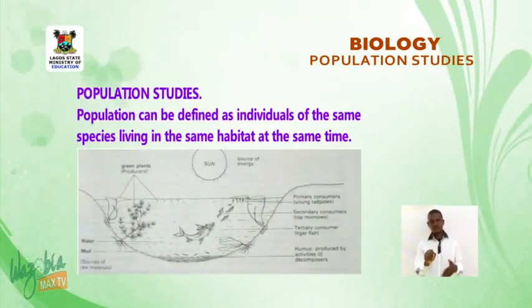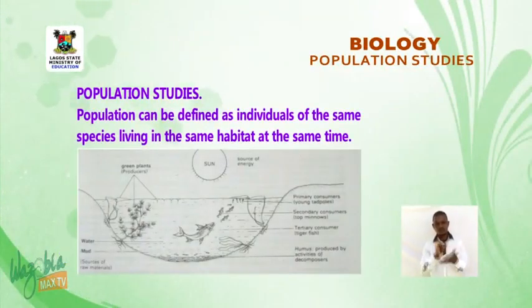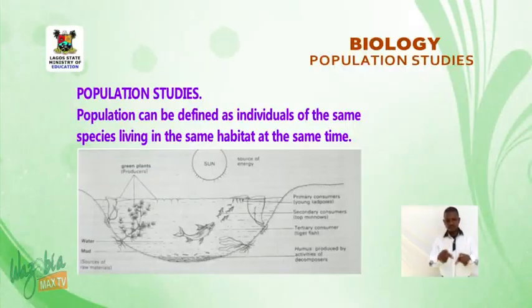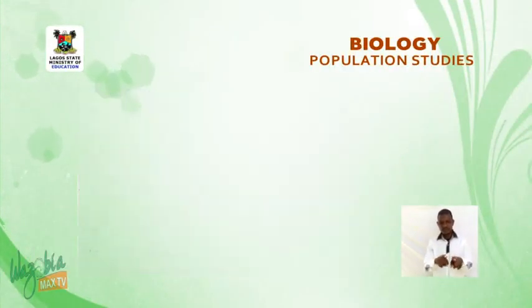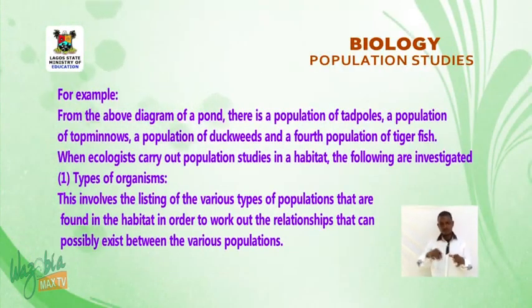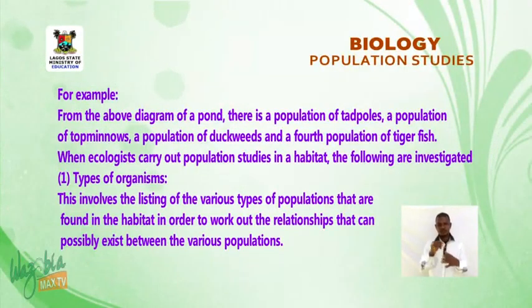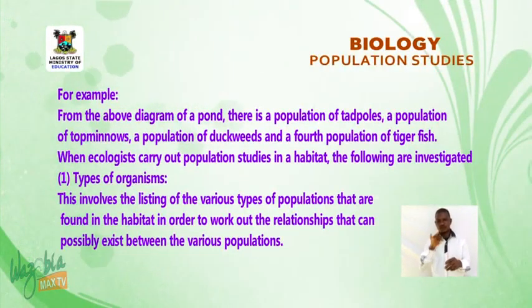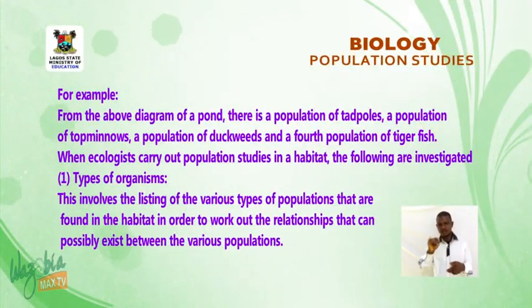Population studies. Population can be defined as individuals of the same species living in the same habitat at the same time. Example: from the above diagram of a pond, there is a population of tadpoles, a population of top minnows, a population of duckweeds, and a fourth population of tiger fish.